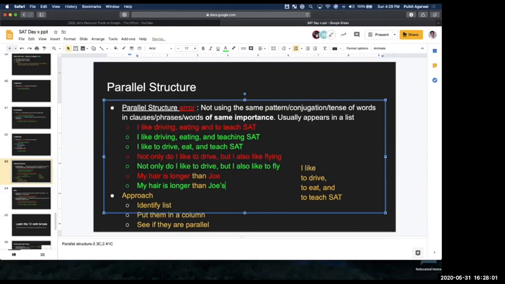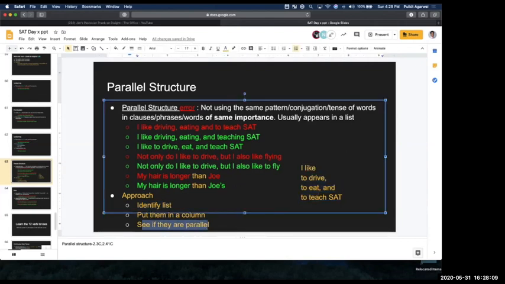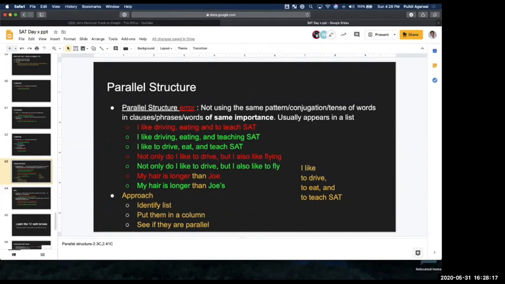So in this question, what you want to do is identify a list, then put them in a column like so, and then see if they're parallel. And if they're not parallel, then you adjust whichever term is not parallel. So question for you, does this make sense so far? Nice, okay, this is making sense. Cool, you guys are getting it.